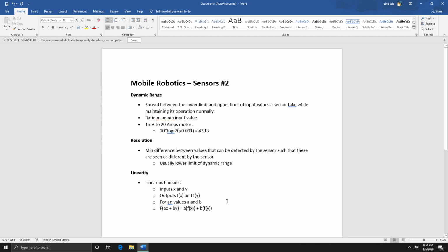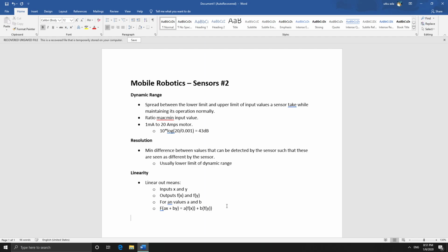And effectively what we end up with is the input-output relationship is a straight line. If you were to plot the input-output result on a graph, then it would be a straight line. The output would increase linearly with the input.